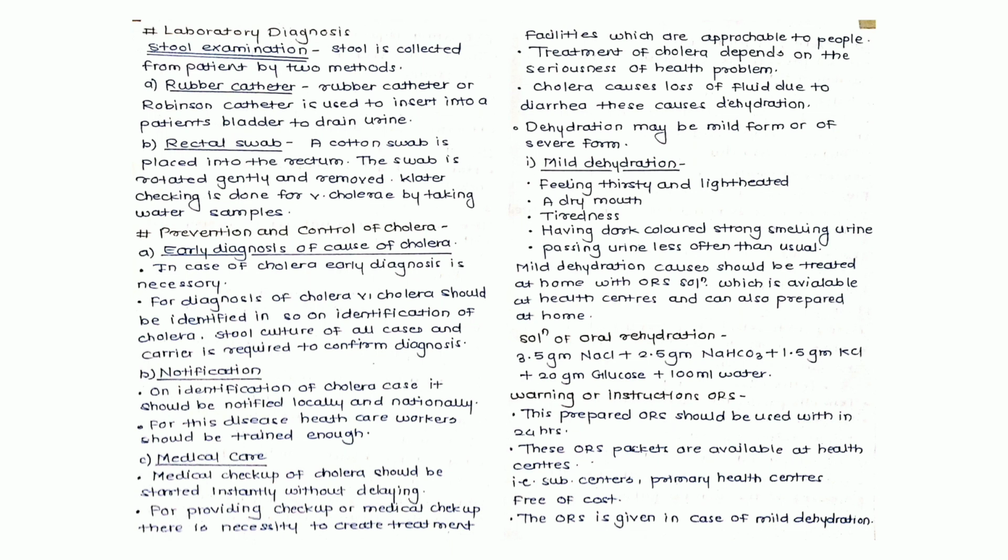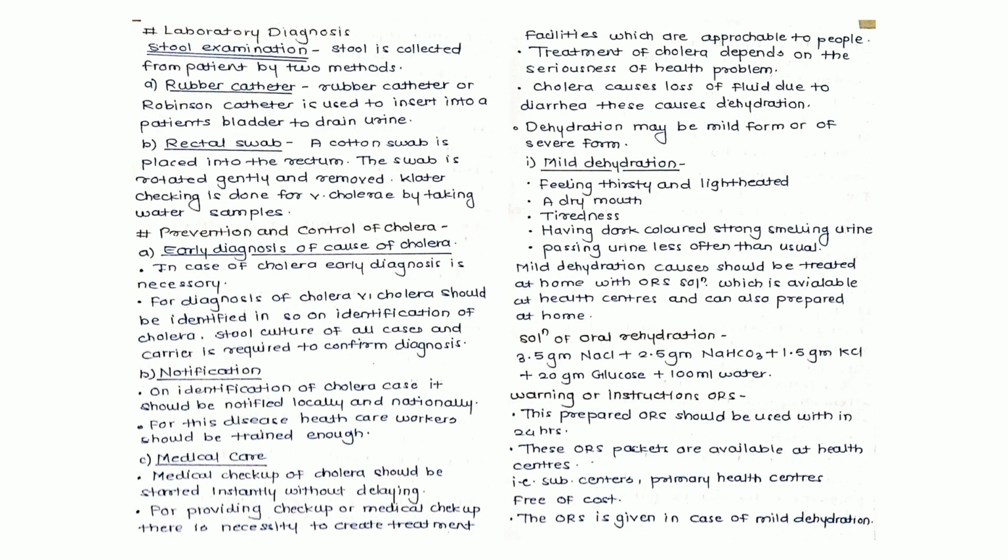Prevention and control of cholera. First is early diagnosis. Early diagnosis of cholera is important to ensure prompt treatment and prevent the spread of the disease. Cholera is a bacterial infection that causes severe diarrhea and dehydration, and it can be life threatening if left untreated. The following are the steps involved in the early diagnosis of cholera.